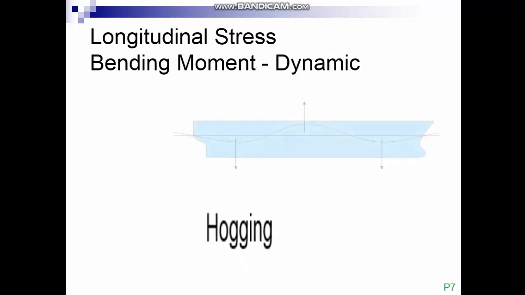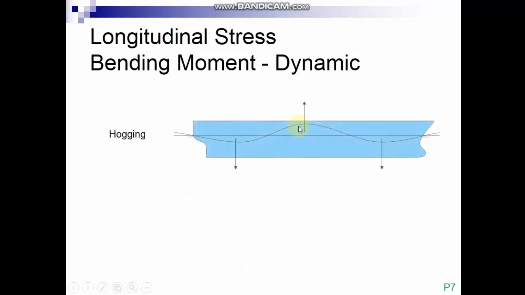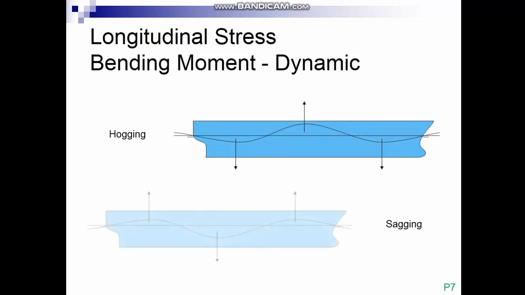As you see the dynamic, here we go. You see the sea wave here. The wave crest is on amidship and the wave trough is on forward and aft in hogging. Sagging is completely opposite of hogging. As you see, the wave crest is on forward and aft, and the wave trough is on amidship. So which one causes sagging?